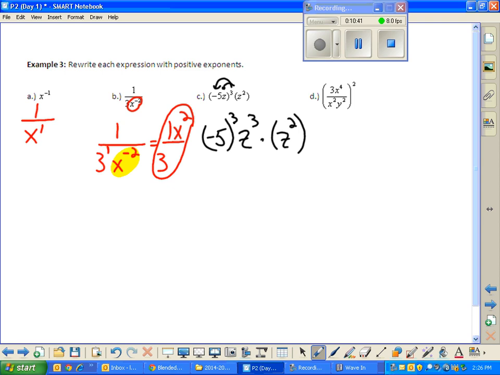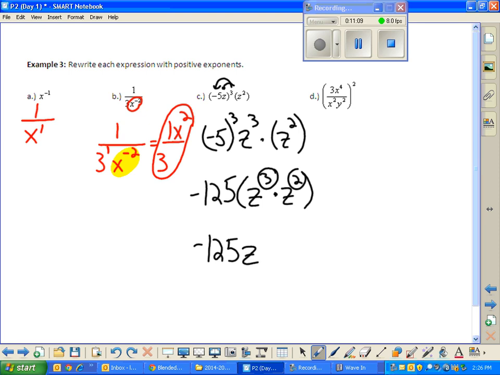But because multiplication is associative and commutative, I could actually regroup the z cubed and the z squared together. And then if I want to take care of negative 5 cubed there, negative 5 to the third power, that's like negative 5 times negative 5 times negative 5. It's going to be negative 125. So what we actually get here is negative 125, and then I'm allowed to add my exponents together for my z's, z to the fifth.